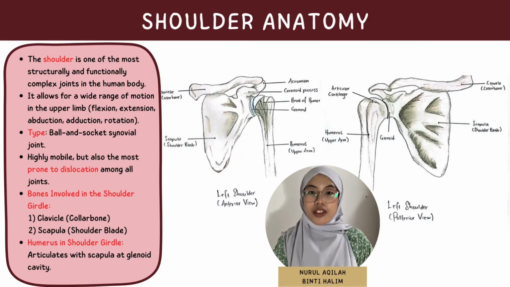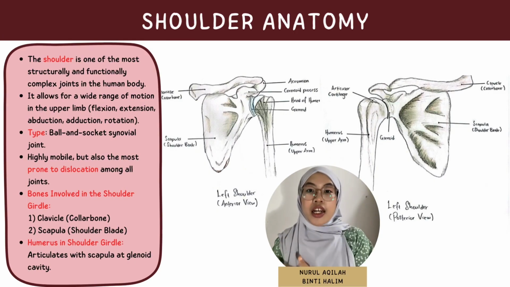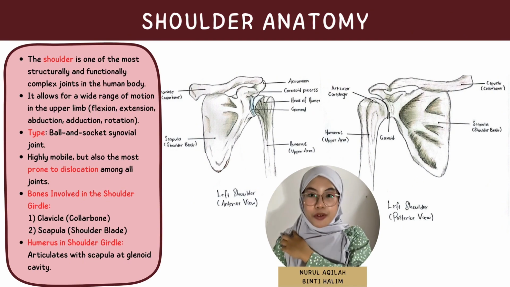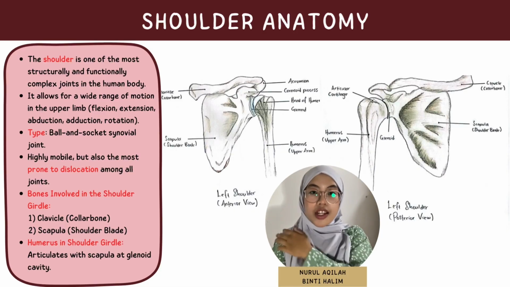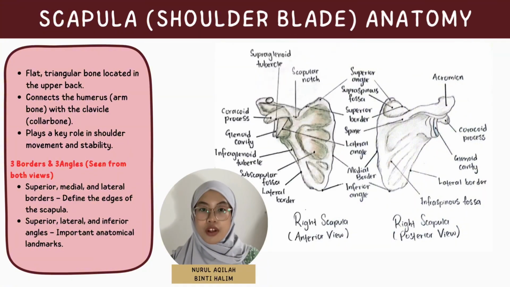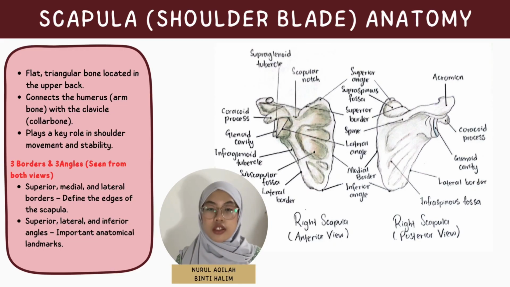The bones involved in the shoulder girdle are the clavicle or collarbone, the scapula or shoulder blade, and the humerus, which articulates with the scapula at the glenoid cavity. The scapula or shoulder blade is a flat, triangular bone located in the upper back. It connects the humerus with the clavicle and plays a major role in both stability and mobility of the shoulder.